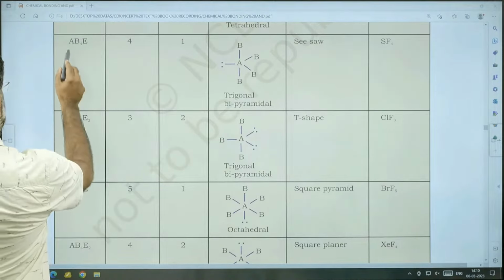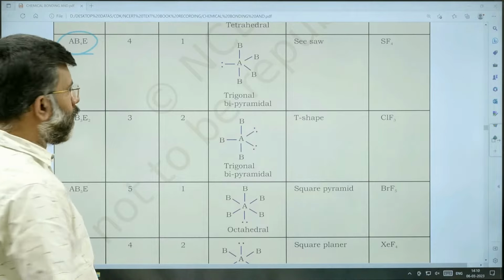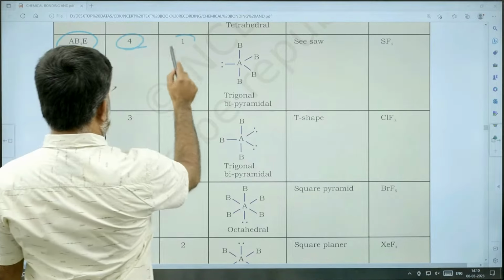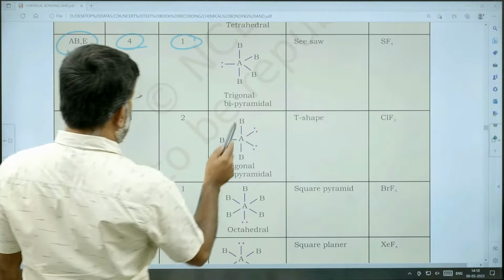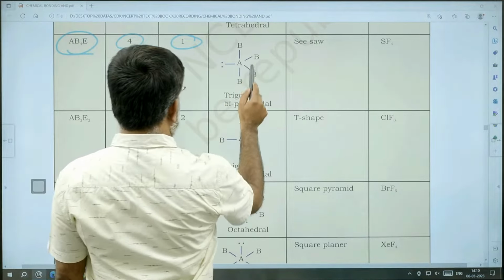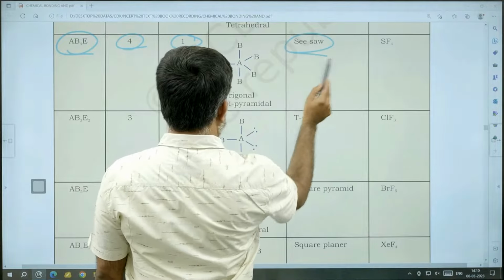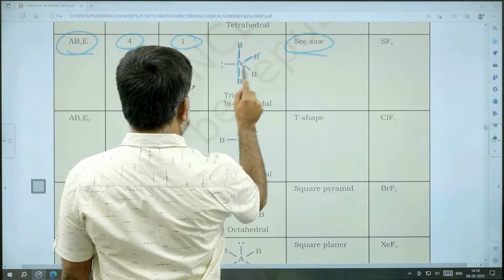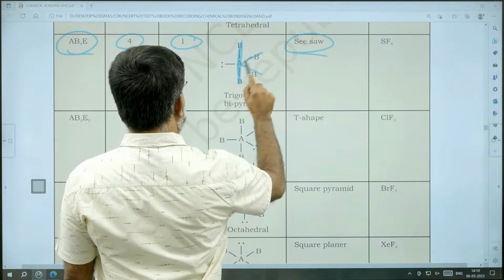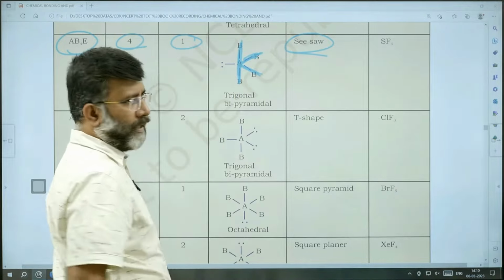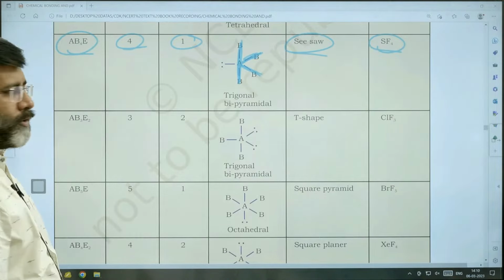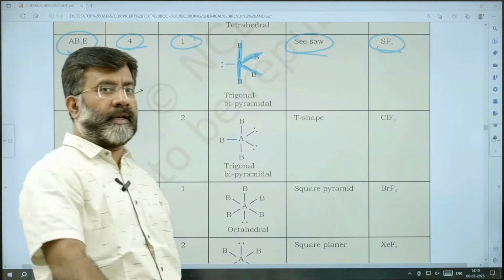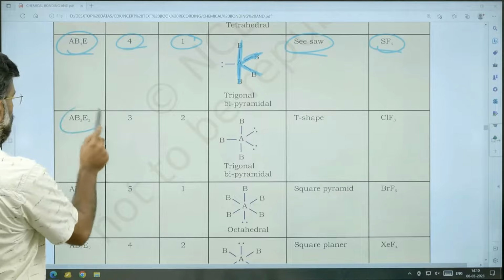Next, it is AB4E type. 4 bond pair and 1 lone pair. It is available like this, 1, 2, 3, 4, 5, and the shape is seesaw shape. Hope you understand. This is called a seesaw shape. Example SF4.